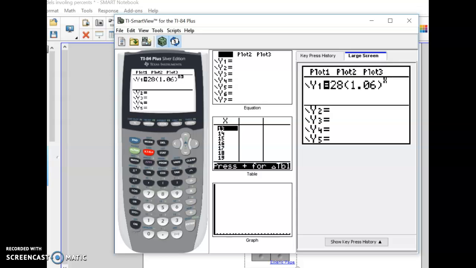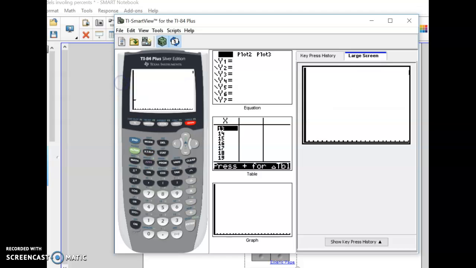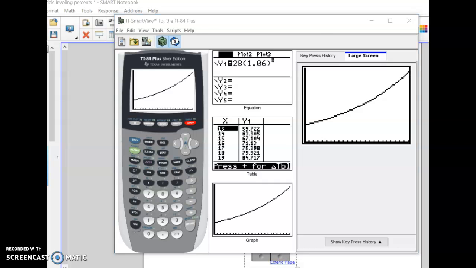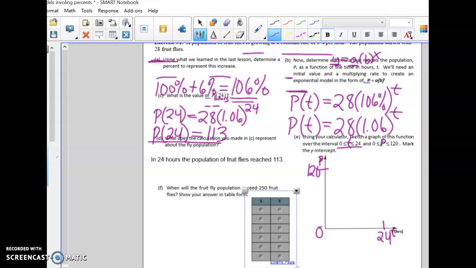Now we want to see the graph of this. So now that it's entered, press the graph button, and there it is. Like we talked about the very first day, it's like an airplane taking off into orbit. All right, so back to the graph where I'm going to just start it right here at about 28 and then draw a curve that increases as it goes on.